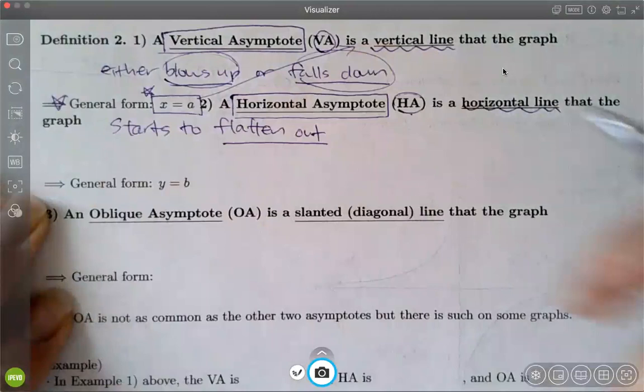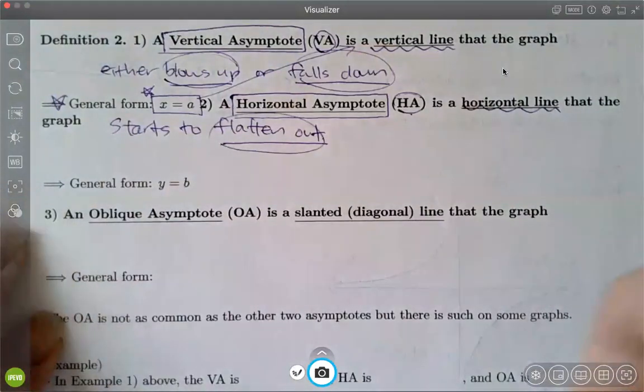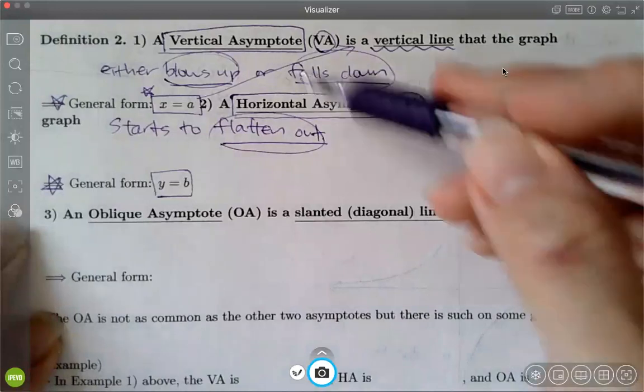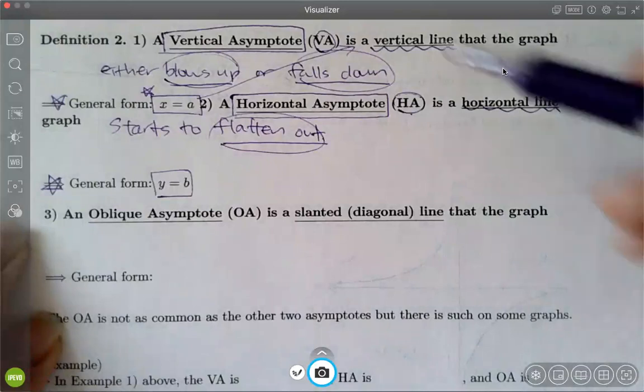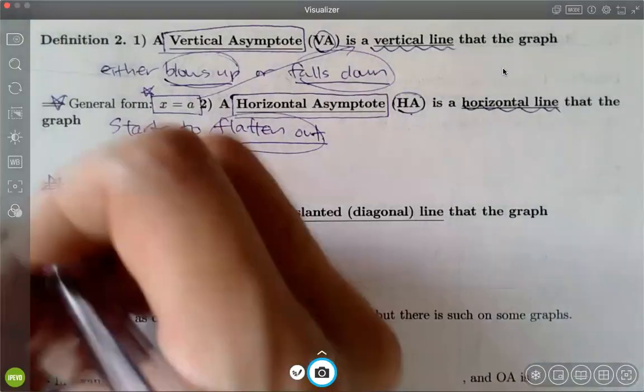Now, what is the general form of any horizontal asymptote? For that, we have to think about the general form of any horizontal line, and that means y equals some number. Remember that? Now, these two are the two popular asymptotes, but there is another one that is less popular than the other two, but still important. It's called the oblique asymptote.